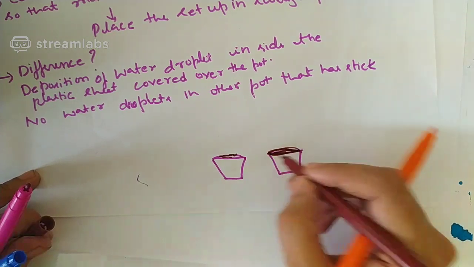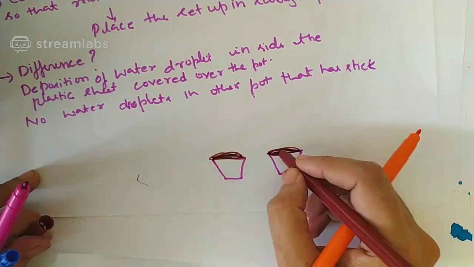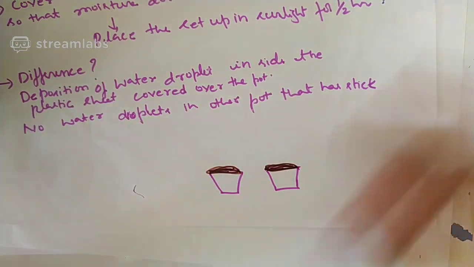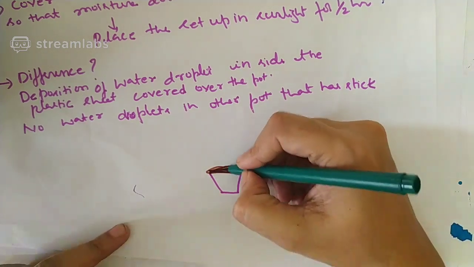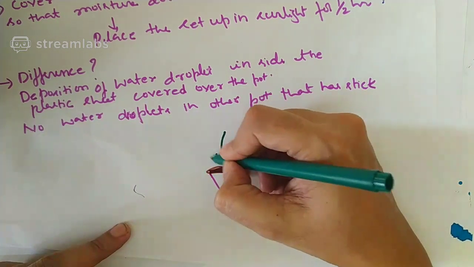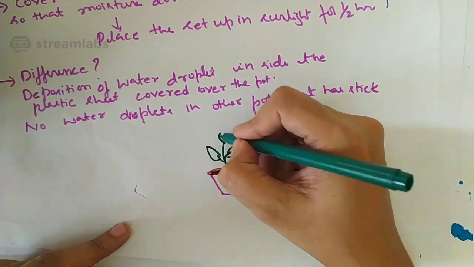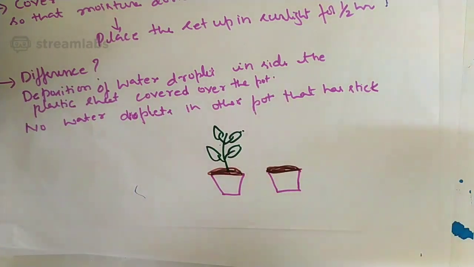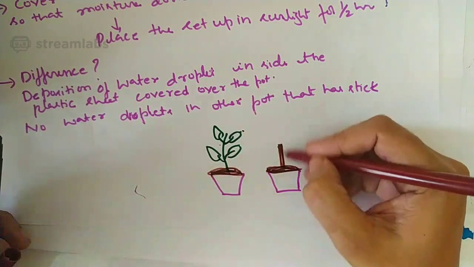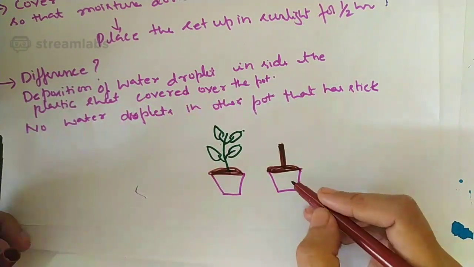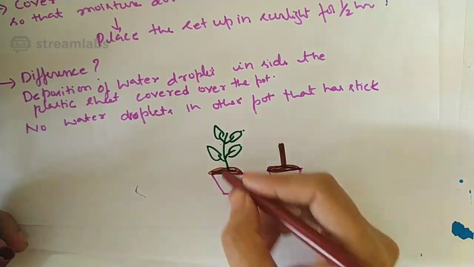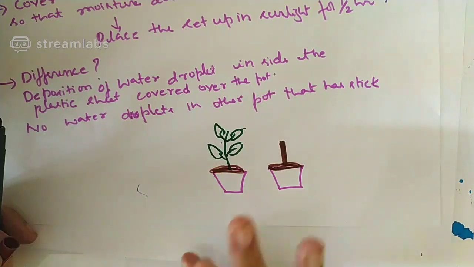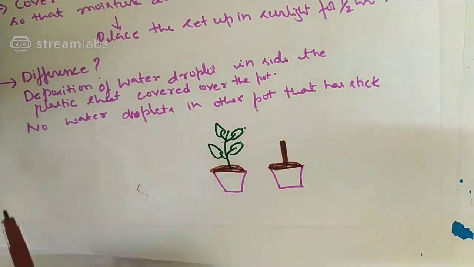Same amount of soil is filled. Okay, both the pots are filled with the same amount of soil, but in one pot there is a plant, and in the other pot there is just a stick. No plant here, there is just a stick. In this pot there is a plant. Both the pots are of the same size, with an equal amount of soil filled.